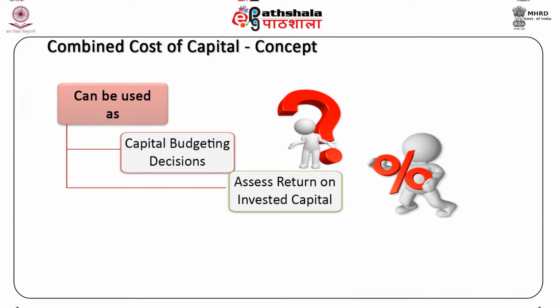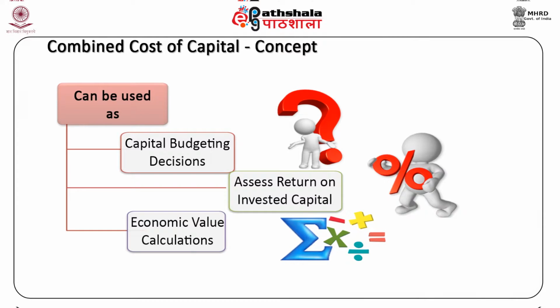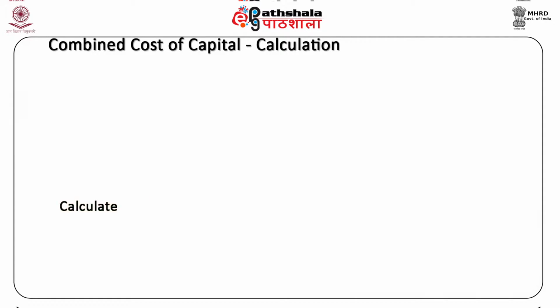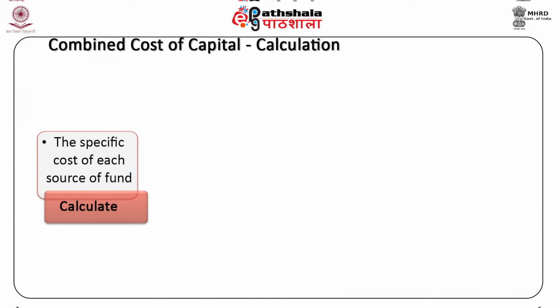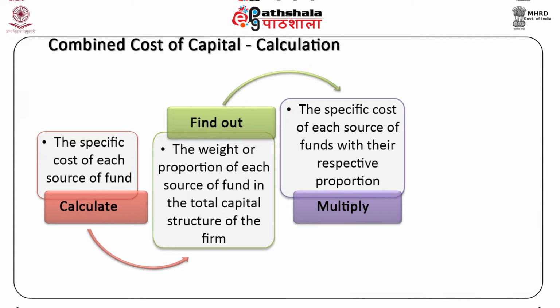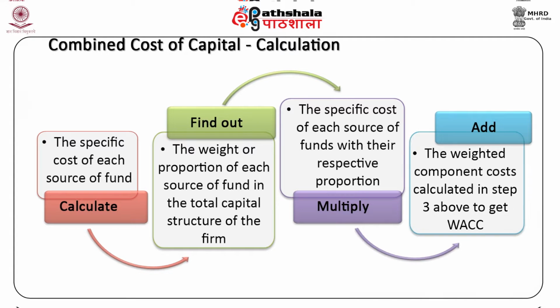WACC plays a key role in economic value added calculations as well. There are four steps involved in the calculation of WACC. These are: calculate the specific cost of each source of fund; find out the weight or proportion of each source of fund in the total capital structure of the firm; multiply the specific cost of each source of funds with their respective proportion; add the weighted component costs calculated in step 3 above to get WACC.